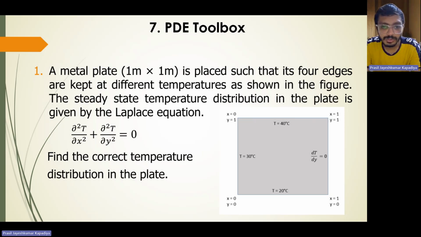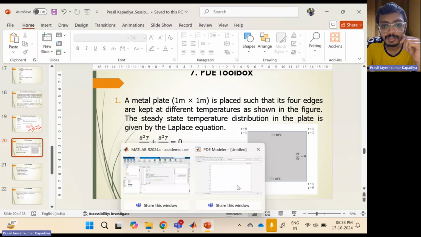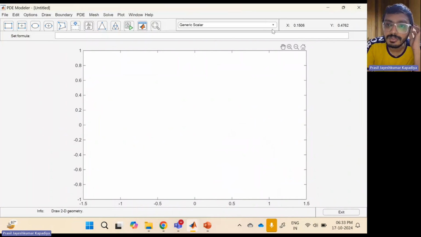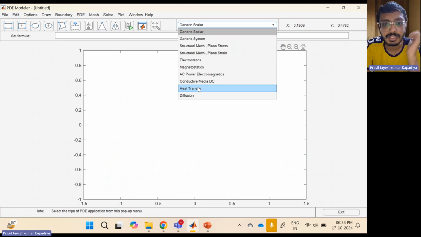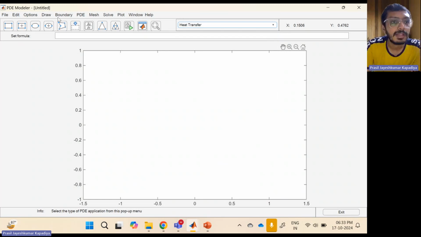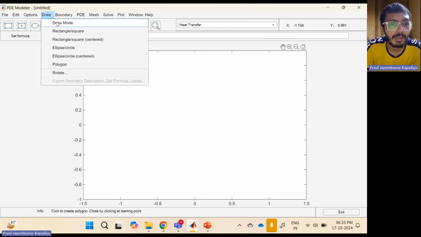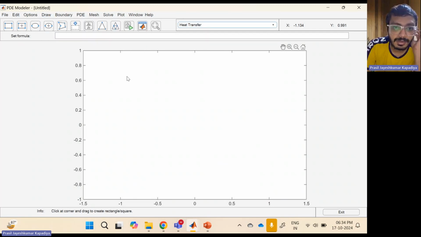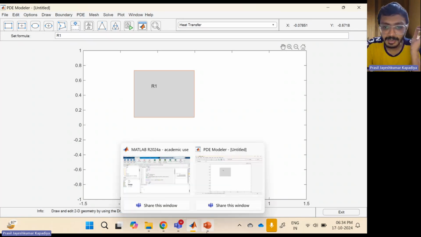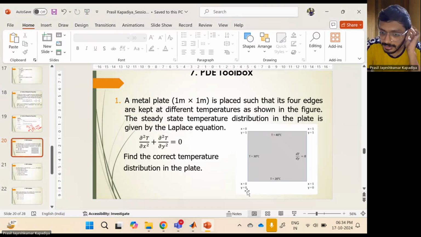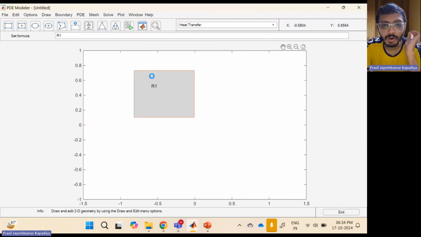So for this, let's solve it. First we need to change the system. We are dealing with heat transfer, so here I will choose heat transfer. Then I will go to the draw option, to draw mode. Let's say I select a rectangle and draw it, but it is something random. So I can change the coordinates of this.